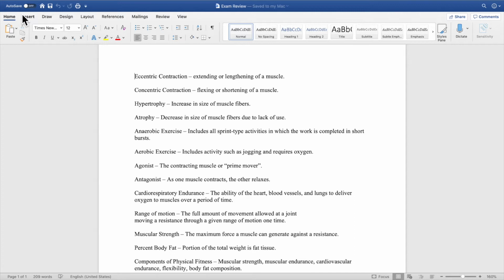Concentric contraction is the opposite. It's the flexing or shortening of a muscle. So during the raising phase of a bicep curl, your muscle is shortening. So that's eccentric and concentric contraction. Eccentric is the extending or lengthening of a muscle. Concentric contraction is the flexing or shortening of a muscle.